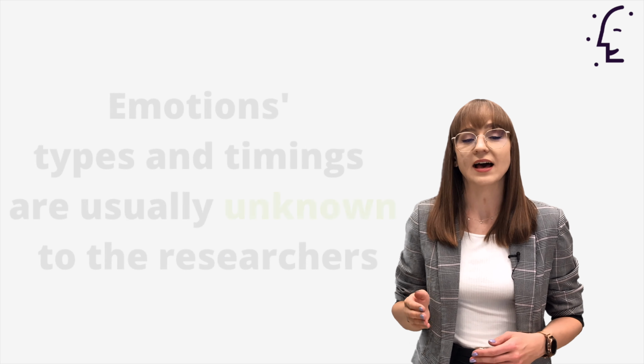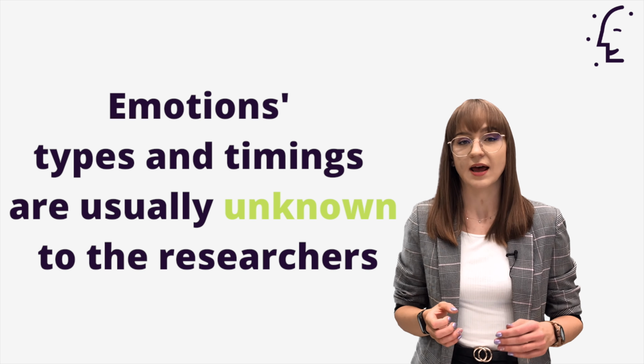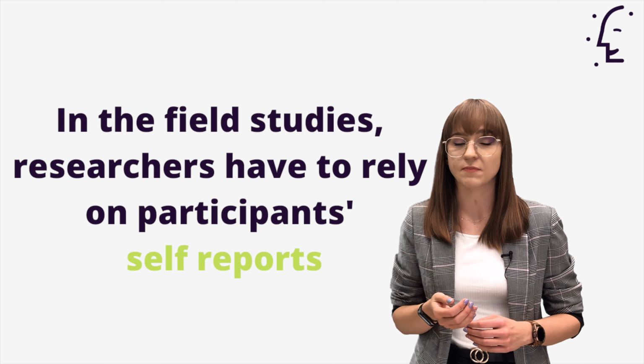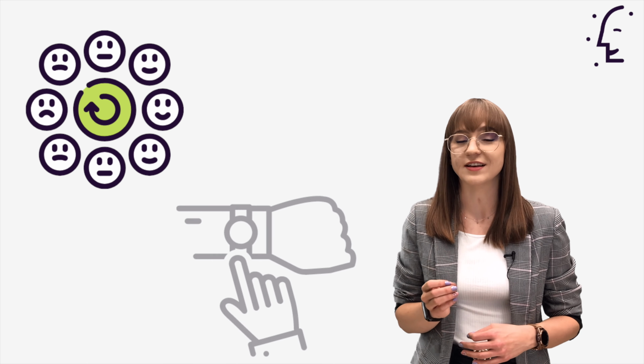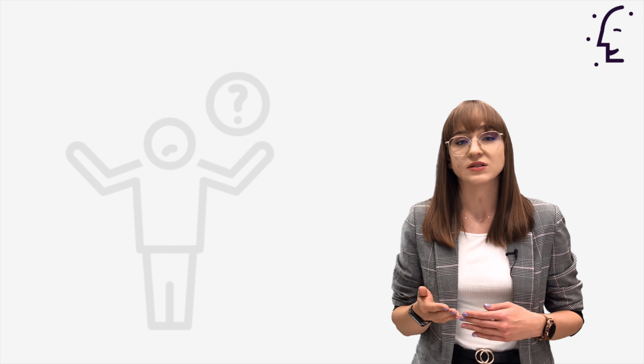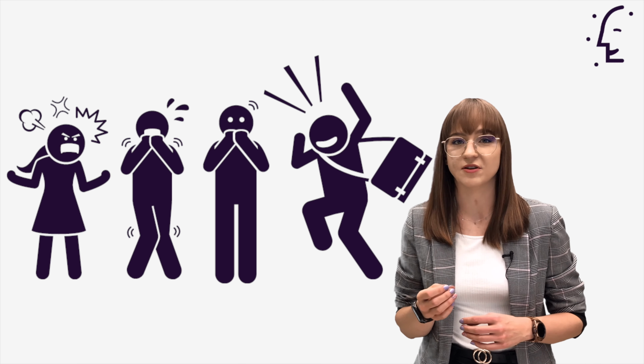However, in contrast to laboratory studies, in field studies, the type of experienced emotions and their timing are usually unknown to the researchers. That's why they have to rely on the participants' self-reports on what emotion and when exactly this emotion was experienced. Thus, moving toward everyday life, researchers have to sacrifice some knowledge about the stimulus and its timing to gain more real-life emotions.